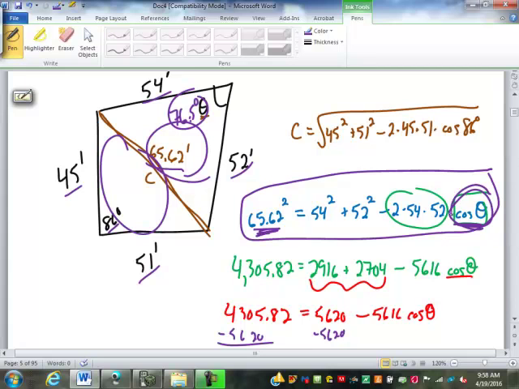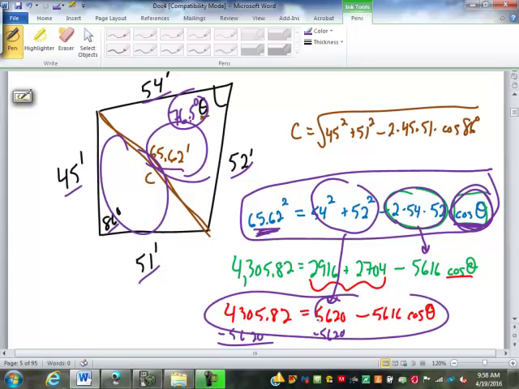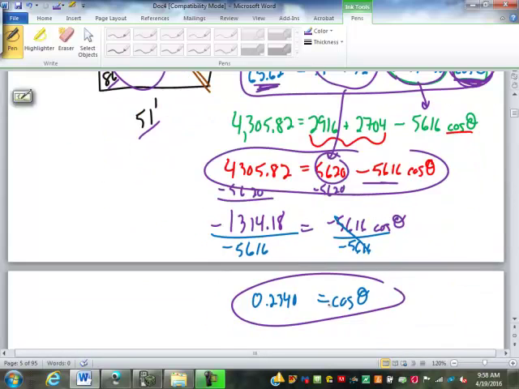So basically what I'm doing is I'm treating this like it's the variable and I'm combining everything that I can here. I can combine all this to get the 5620. I can combine all this to get the 5616. Then I've got this equation here, so I've got to subtract the 5620, then divide by the negative 5616. That's how I got cosine of theta equals that. I did the inverse cosine to solve for theta.